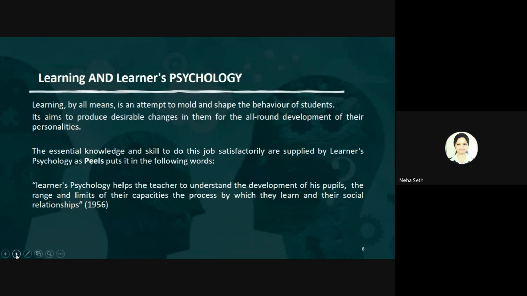It is like all our five fingers are not similar in our hand as well. So all the students cannot be judged on the same parameters. So as a teacher, we understand the behavior, and we should be able to mold and shape their behavior. And this is how we can.